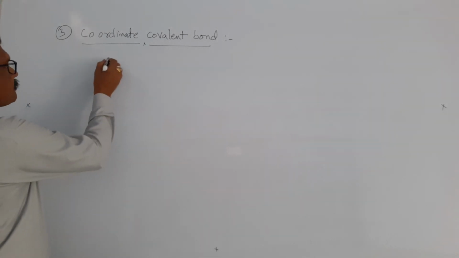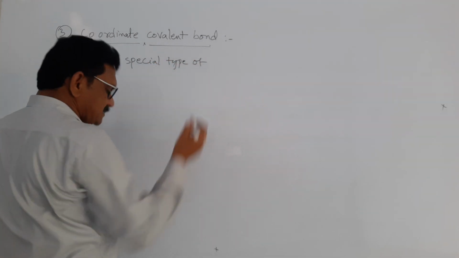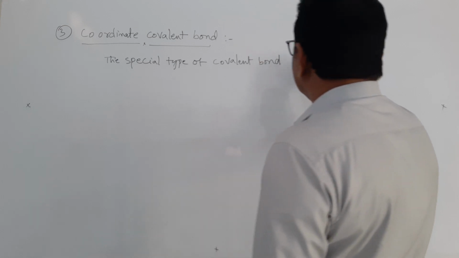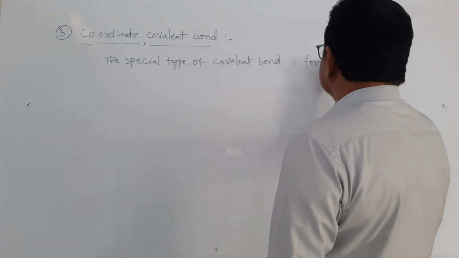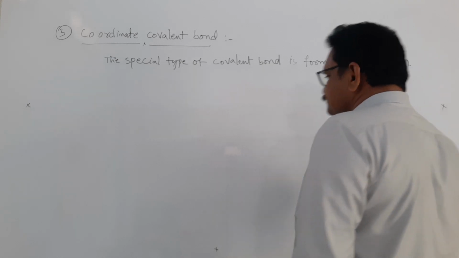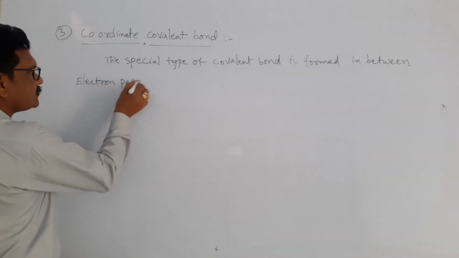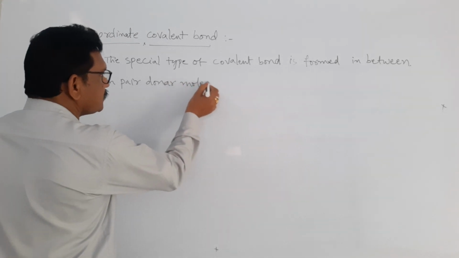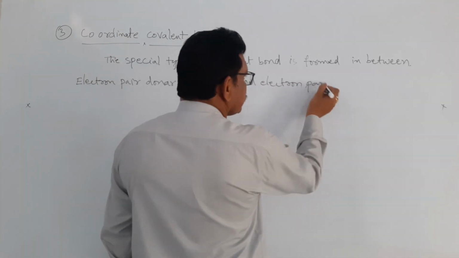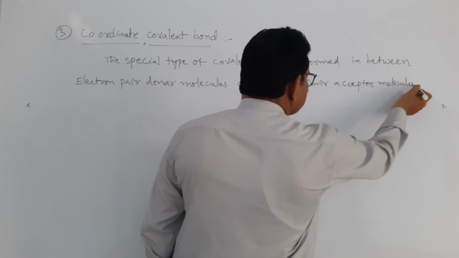Write down: a special type of covalent bond is formed in between electron pair donor molecules and electron pair acceptor molecules.